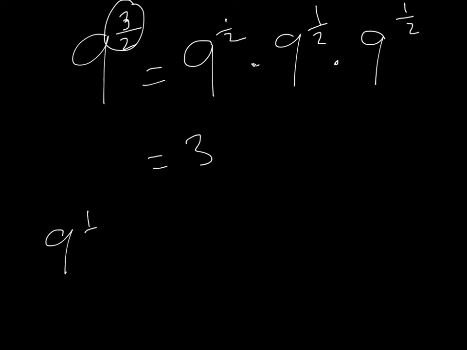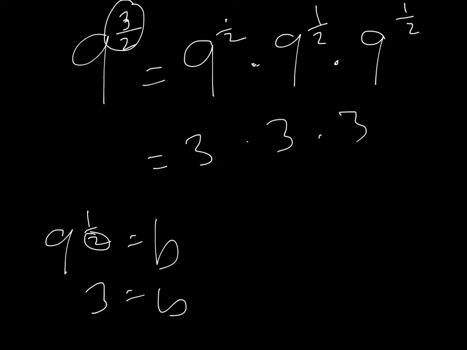Because 9 to the 1/2 equals b. What times itself, just twice, right? So what times what equals 9? Well, that would be 3 equals b, right? So 9 to the 3/2 is 3 times 3 times 3. 3 times 3 is 9, times 3 is 27. So 9 to the 3/2 equals 27.